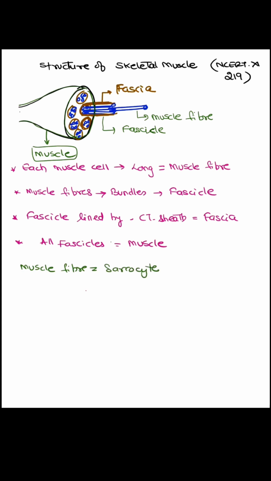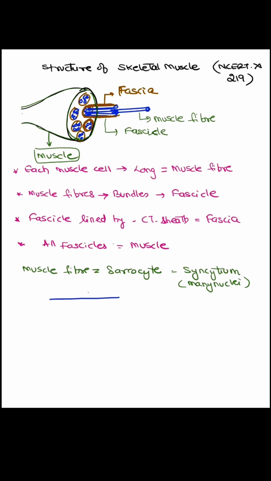The term used for the skeletal muscle is sarco. So the muscle cell or muscle fiber is called a sarcocyte. It is a syncytium formed by the fusion of many cells, thus it contains many nuclei.